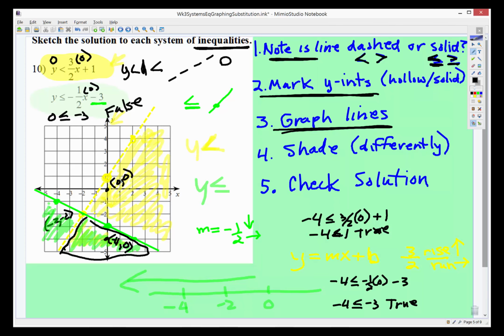So we tried a point on the outside. One was true, one was false, so it doesn't work. It doesn't satisfy both inequalities. Then we tried a point where they're both shaded, and the solutions fit both of them. They're true. That's it.